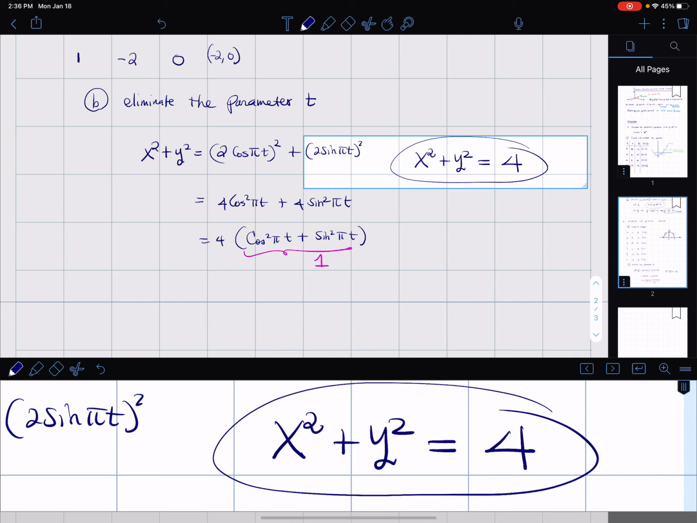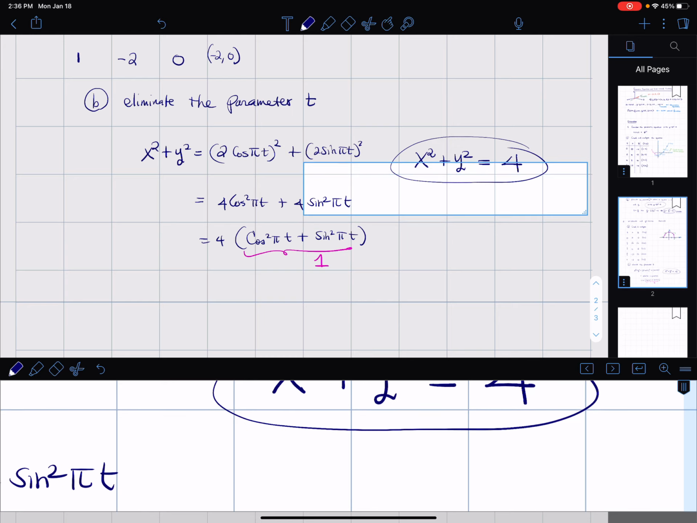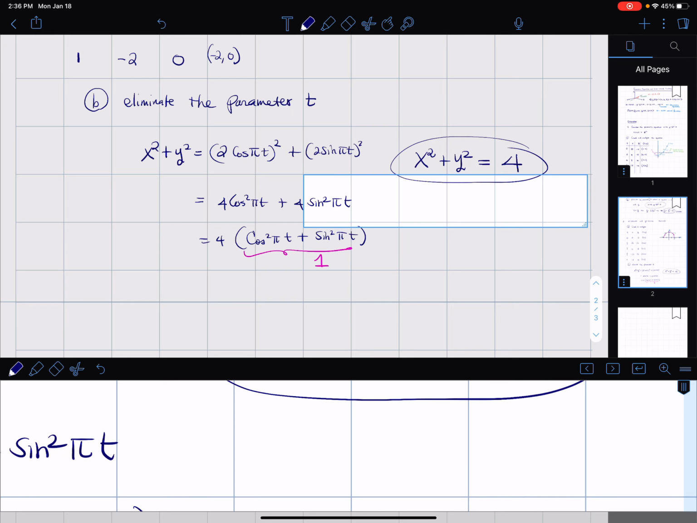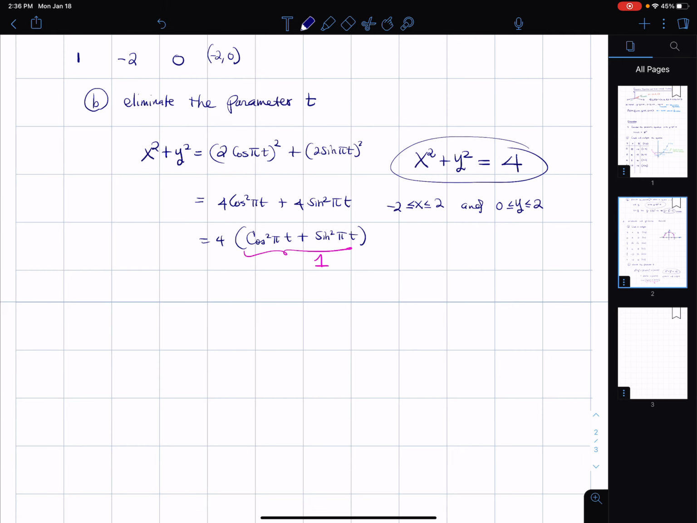So this is the equation of a circle. It is a circle of radius 2. All right. But you can describe it a little bit more. You can say x goes from negative 2 to 2, and y goes from 0 to 2. Okay.